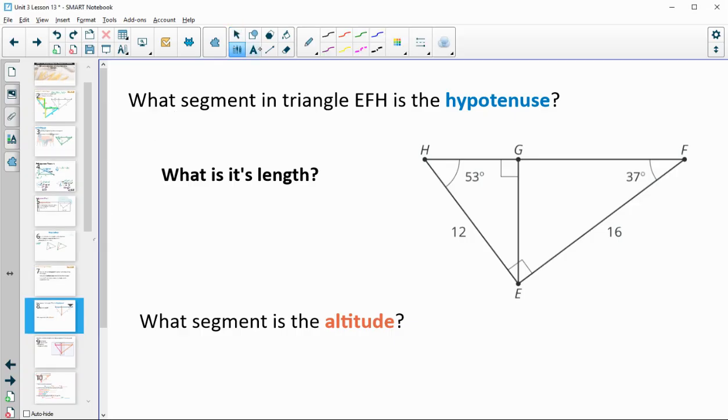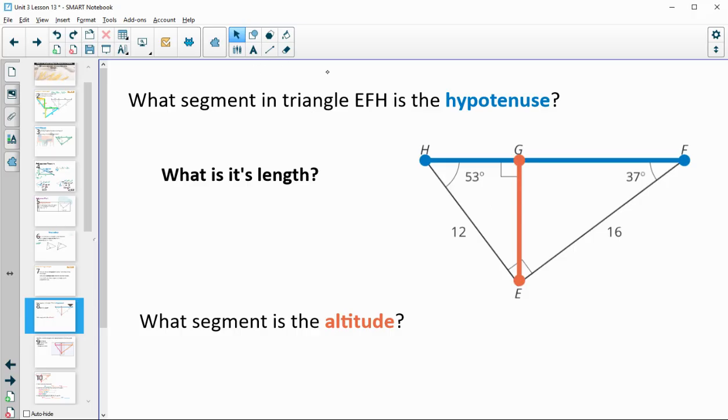All right, so remember that the hypotenuse is directly across from the 90-degree angle. In this case, we're looking at triangle EFH, so this larger triangle here. The right angle is here at E, so directly across from that would be the hypotenuse. And then the altitude would be where we see a vertex connecting to the opposite side. So in this diagram, this would be the altitude.